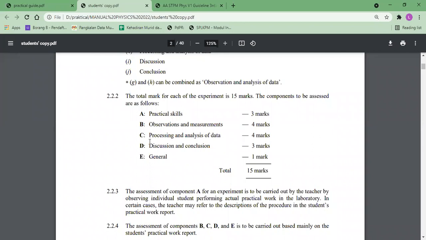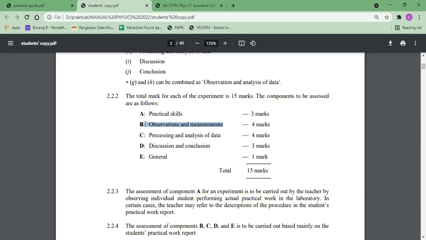A, B, C, D, E. First will be your practical skill with 3 marks. For practical skill, I observe how you do the experiment in the lab. When you do the experiment, I observe and give the marks, on whether you use the correct method, the correct skill, and the correct technique to handle the apparatus and material or not.